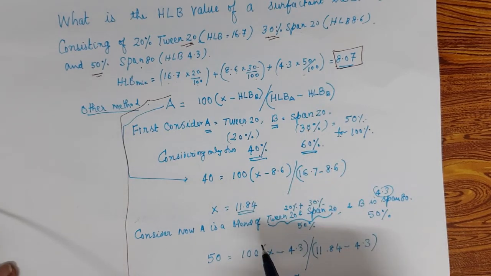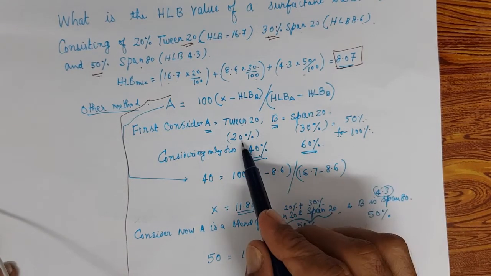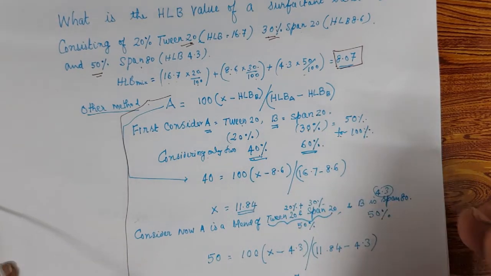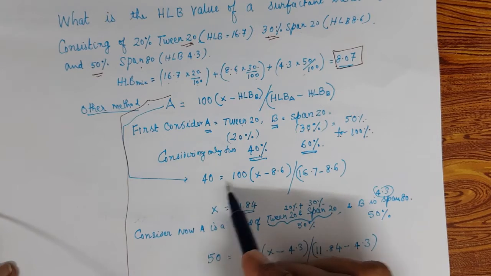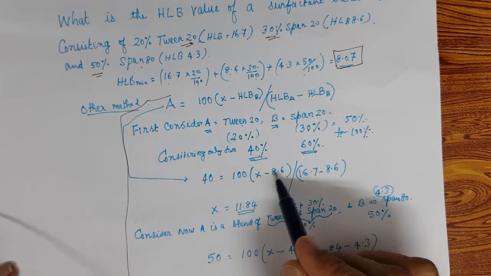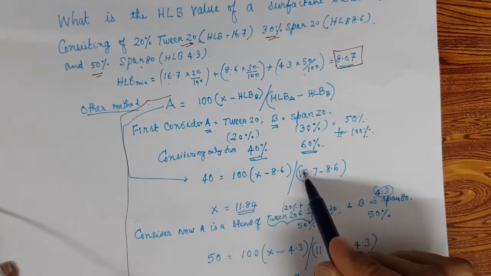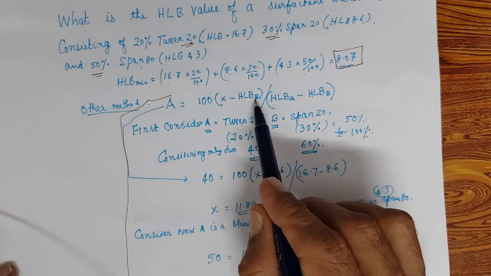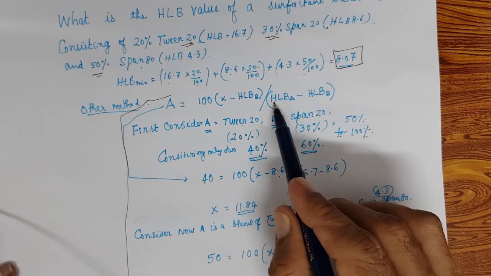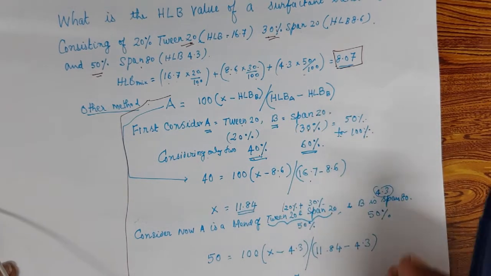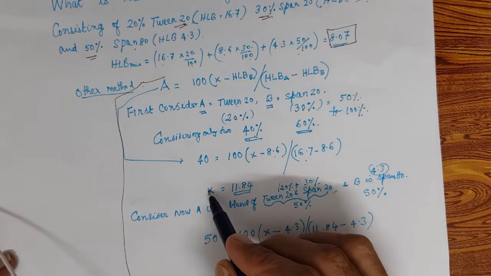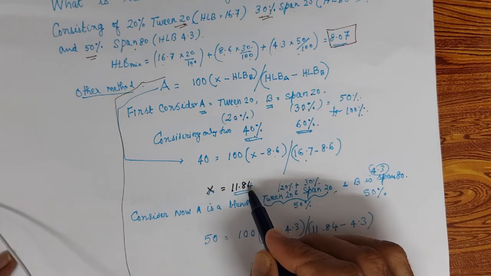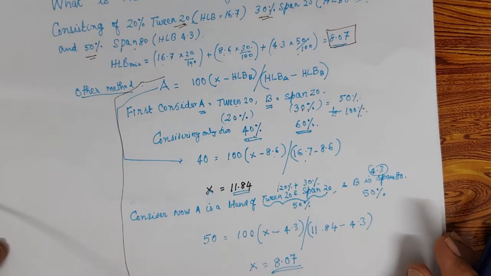Double. Because for 50 it is 20, for 100 it is 40. For 50 it is 30, for 100 it is 60. So 40 is equal to 100 into x minus 8.6 by 16.7 minus 8.6. This is the formula: X, HLB of B, HLB of A minus HLB of B. Here when you calculate, X will be 11.84.